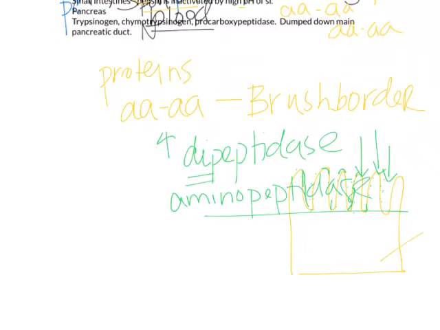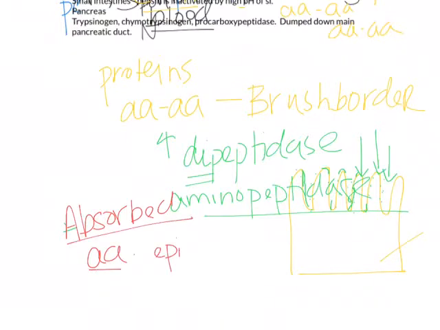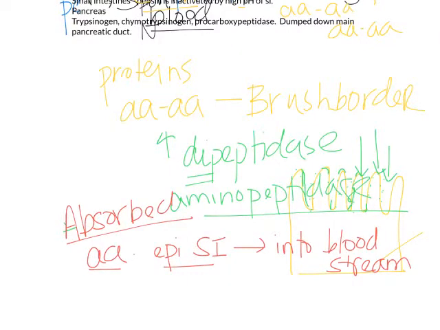Okay, now to be absorbed, all that's going to happen is the amino acids are going to cross the epithelium of the small intestines, and then they're going to go into the bloodstream. Okay, and then they can be used. They can be converted to glucose or they can be used to make new proteins.